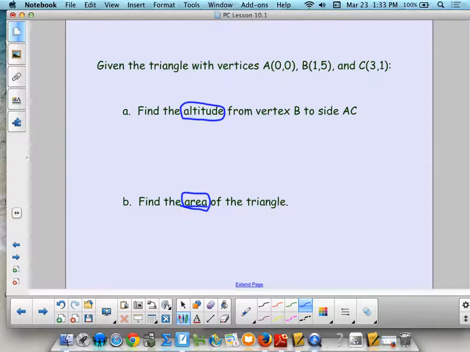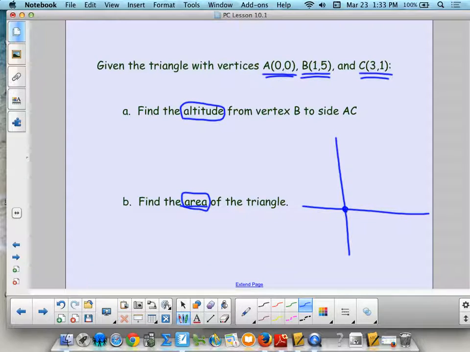But hang on, let's read the top. And I do want you to sketch this. I told you I want you to sketch. Given the triangle with vertices A (0, 0), B (1, 5), C (3, 1). You guys come and make a quick sketch of this stuff.